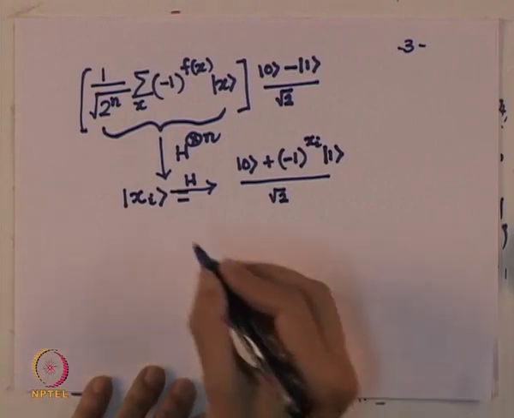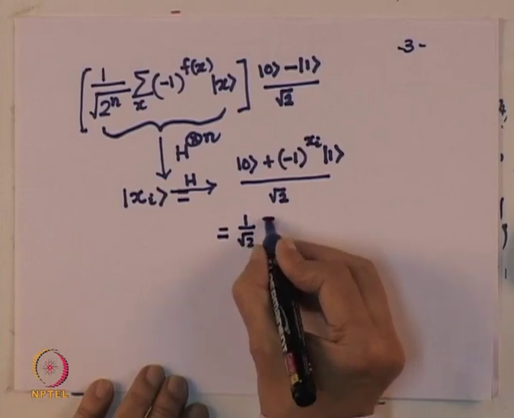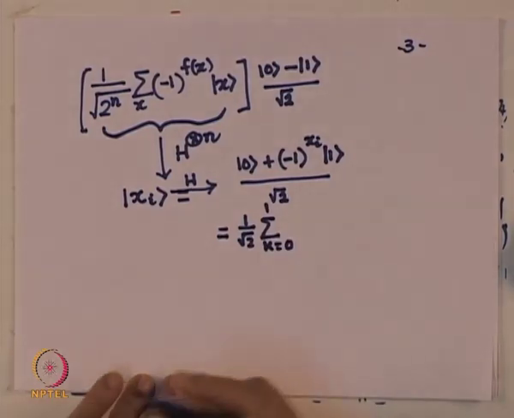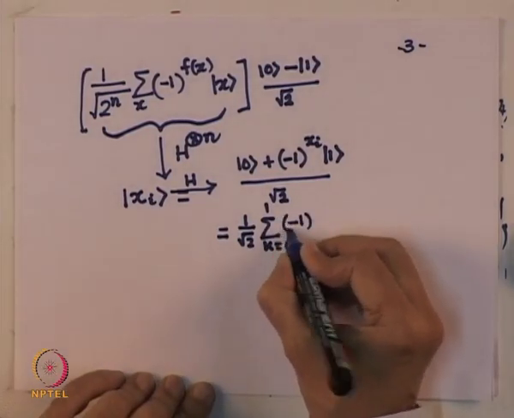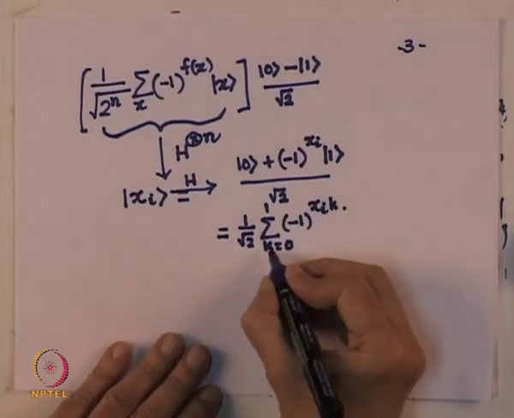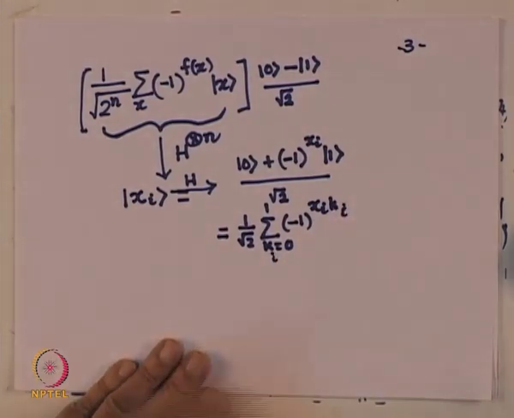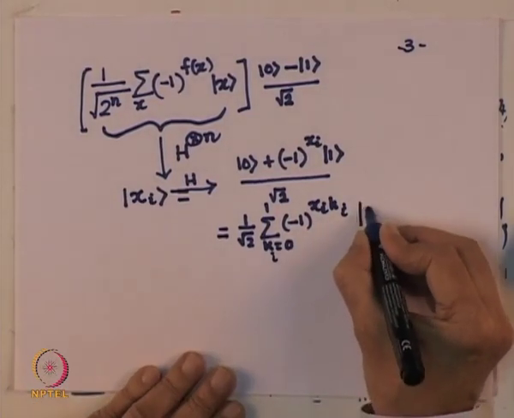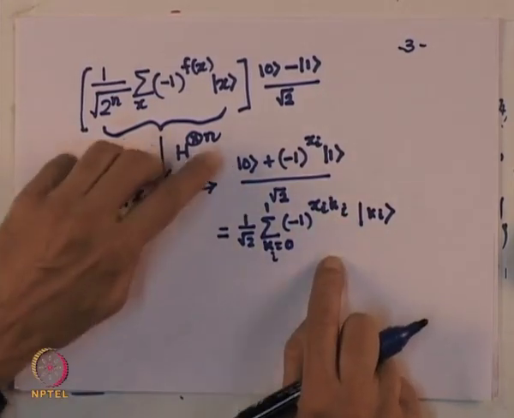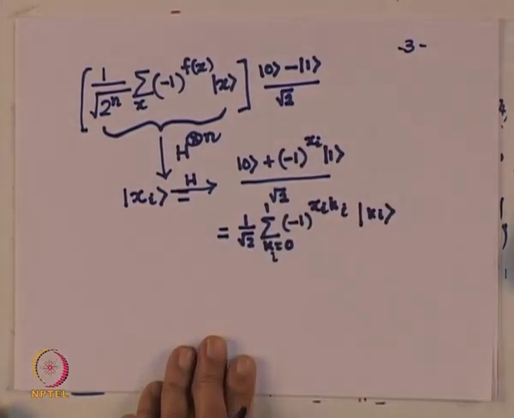There is a quicker way of writing this, and that is equal to 1 by root 2 sum over k equal to 0 to 1, minus 1 to the power xi times k, or if you want it to be a little more symmetric, let us call it ki, xi ki, then ki. Now you can see that this is the same, because if ki is equal to 0, I get minus 1 to the power 0, and 0. If ki is equal to 1, I get minus 1 to the power xi, this way.